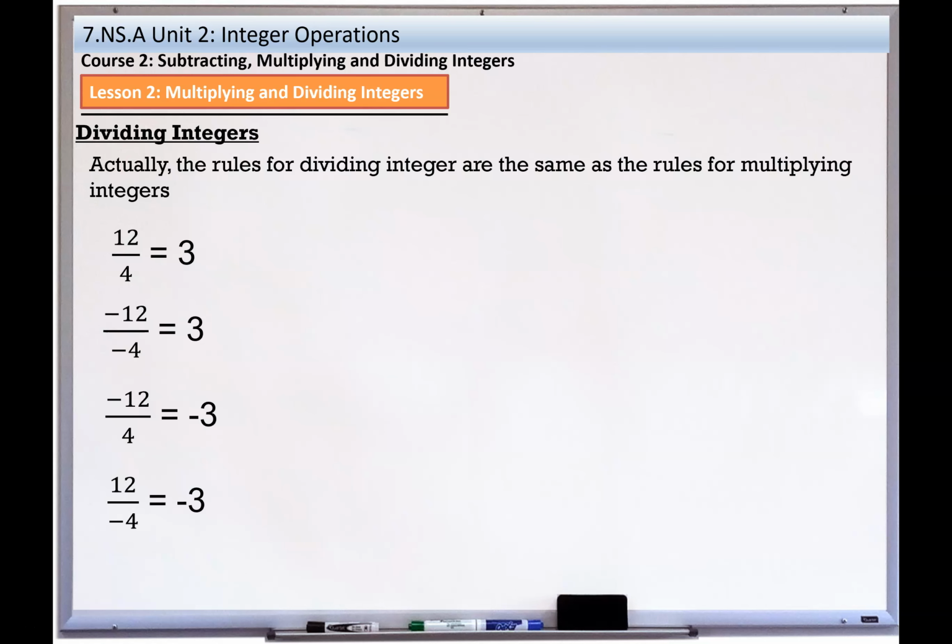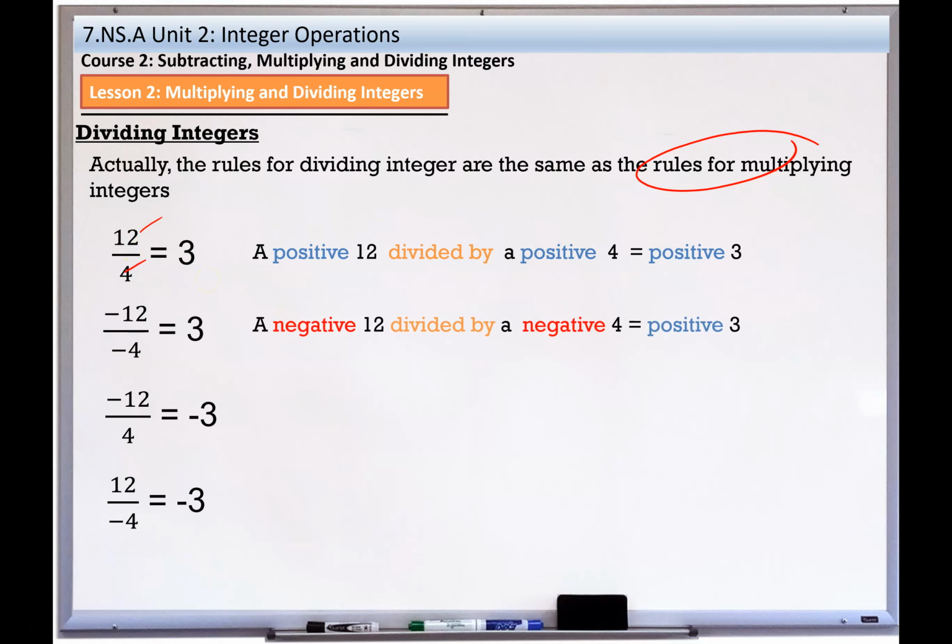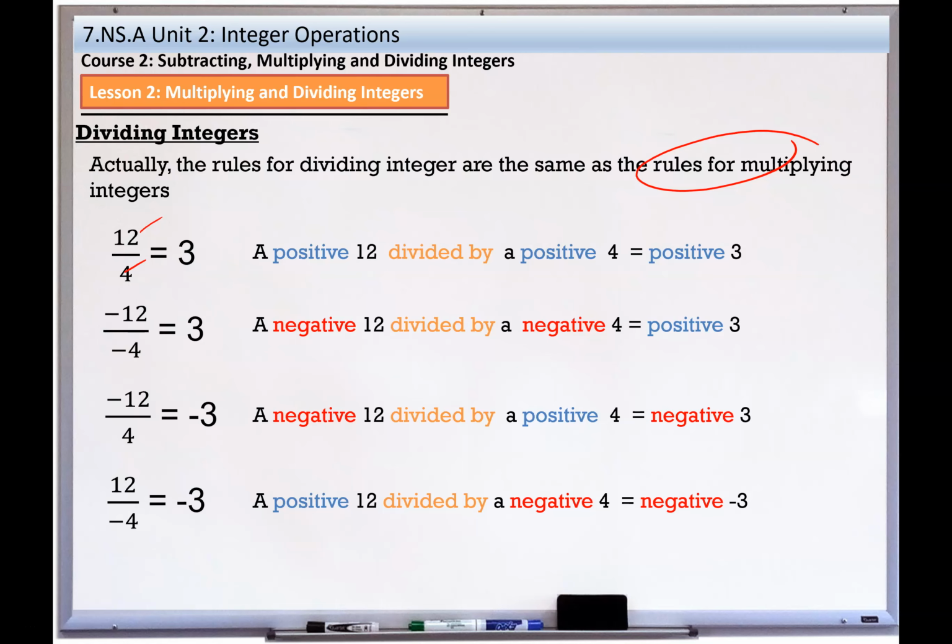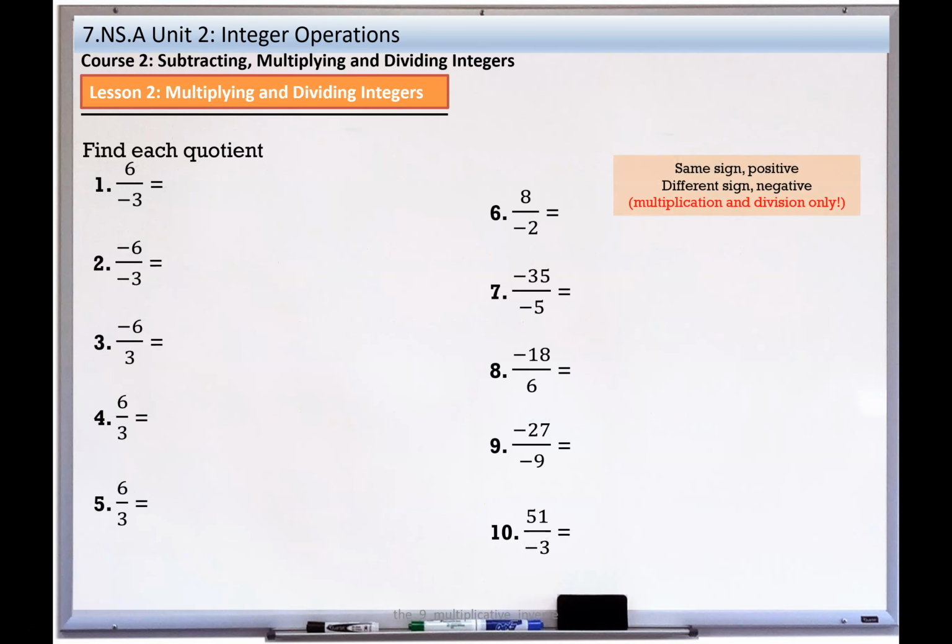Okay. Let's see, we're at 4 minutes and 15 seconds. All right, let's just go through real quickly dividing integers, at least the rule. So the rule for dividing is pretty much the same. It actually is the same. Same sign, positive. Positive 12, positive 4. Same sign, positive. Different sign, negative. Different sign, negative. All right, when we come back, we'll just go through these.